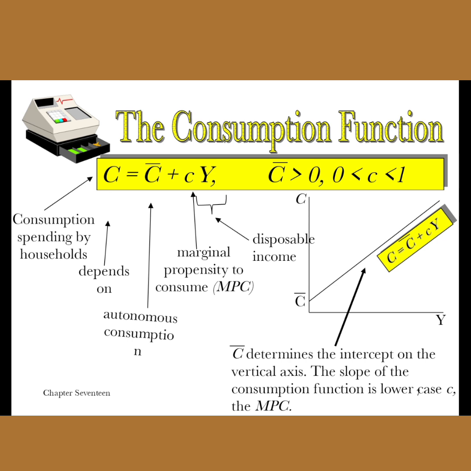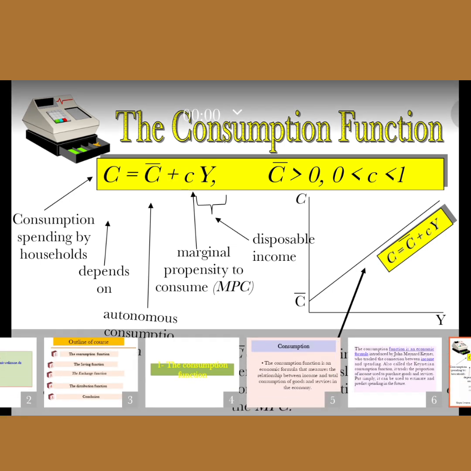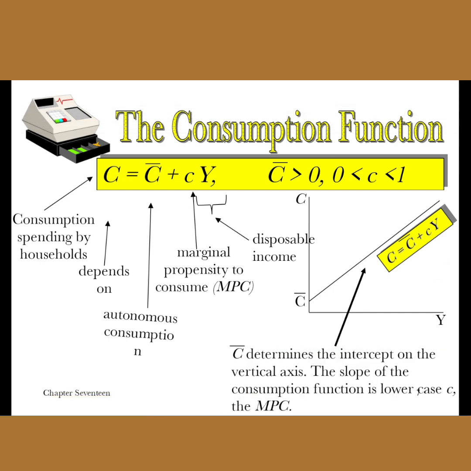But the marginal propensity to consume, the MPC, we can explain as the part of consumption that depends directly on the disposable income. So in economics, the component cY, the total of c times Y, is called induced consumption.